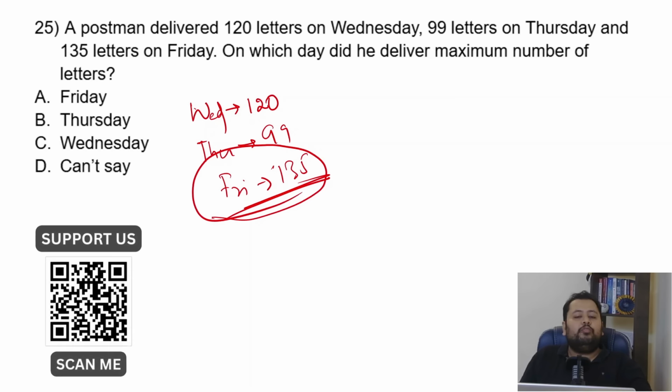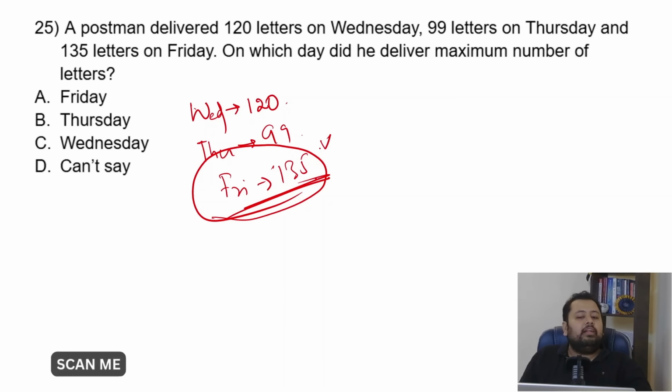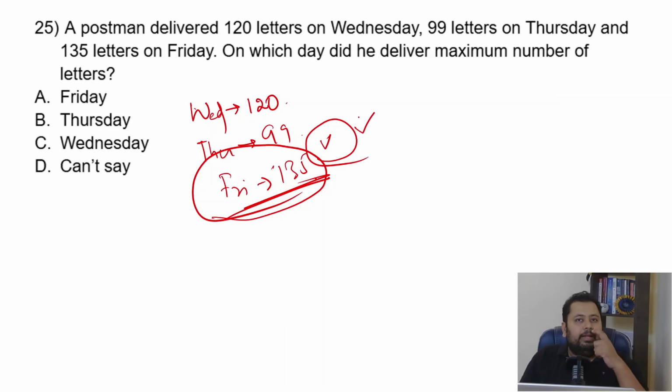Maximum number of letters is what? Out of 120, 99, and 135, 135 is the bigger number, right? So the maximum number of letters was 135, delivered on Friday. So option A is your correct answer. Hope you got this one correct. If you did, give yourself a star.